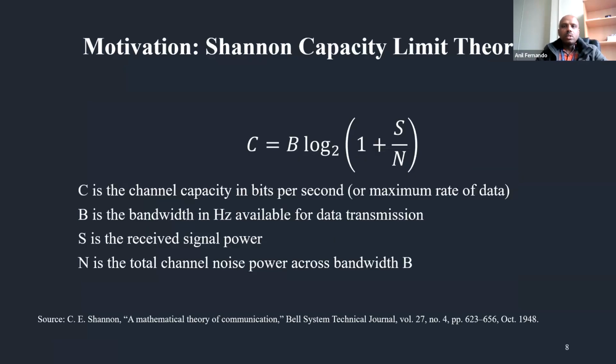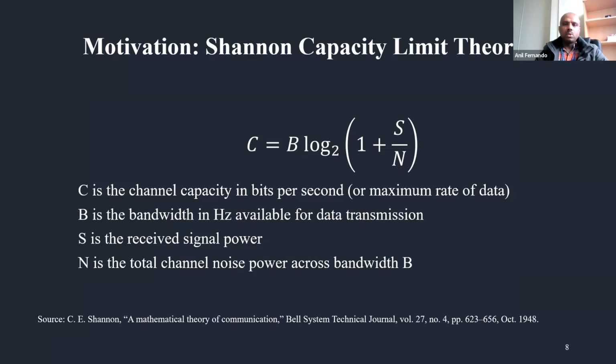So the motivation here is related to the Shannon capacity limit theorem. Shannon defined the channel capacity as a function of B, the bandwidth, and the signal-to-noise ratio of the channel. C is equal to B log2(1 + S/N), where C is the channel capacity, B is the bandwidth of the channel, and S/N is the signal-to-noise ratio of the channel. So basically, you can control channel capacity by increasing the bandwidth and increasing the signal-to-noise ratio.